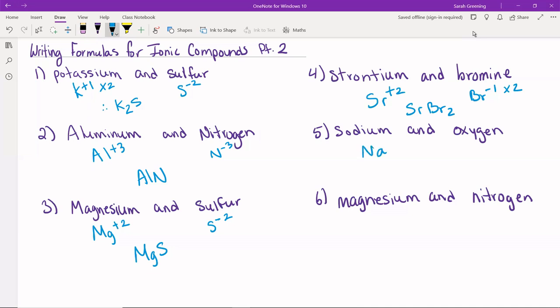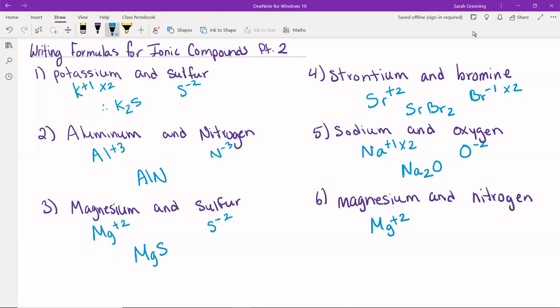Sodium is Na +1. Oxygen is O -2. This is a similar but the opposite problem as we had in question 4 with strontium and bromine. Sodium is a +1. We're going to need 2 sodium atoms to balance the -2 charge of oxygen. So that becomes Na2O.